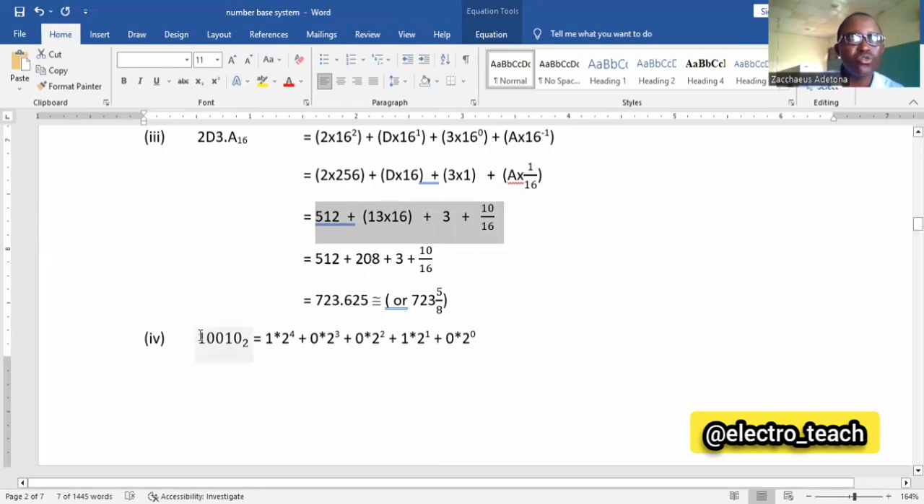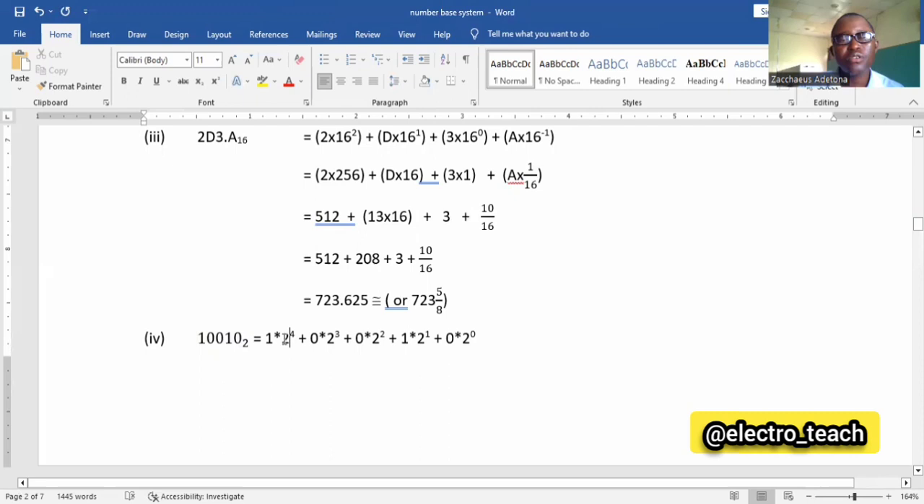It's also in base 2. 10010 in base 2, converted to base 10. We follow the same pattern. We have this. The first digit here is taken to the power of 4. The place value is 4. The place value of this is 3. And this is 2. And this one is 1. And this one is 0.